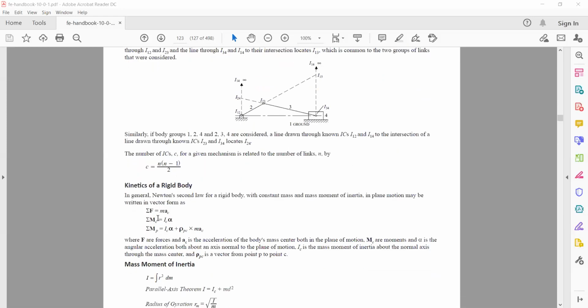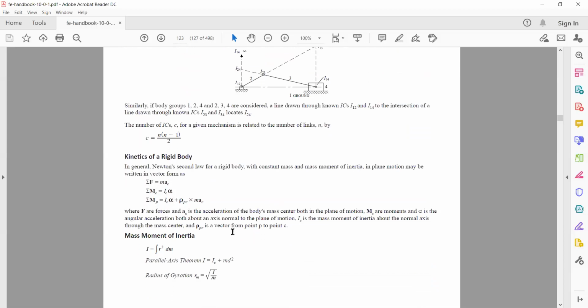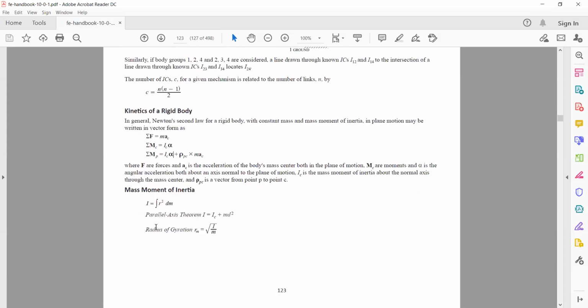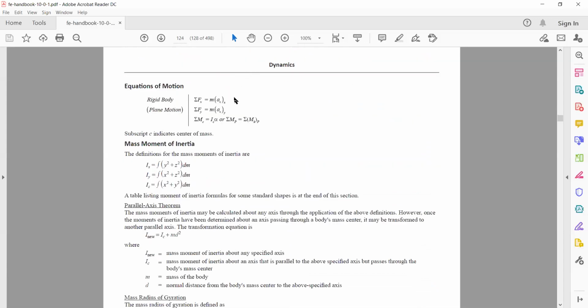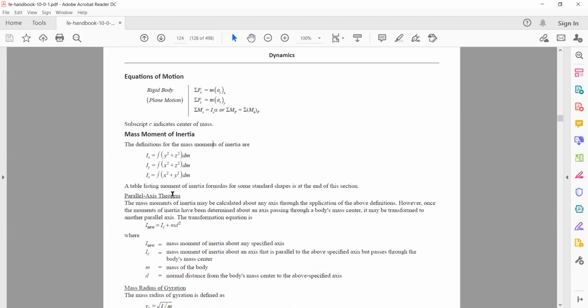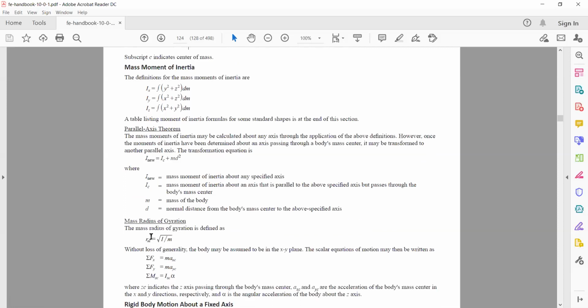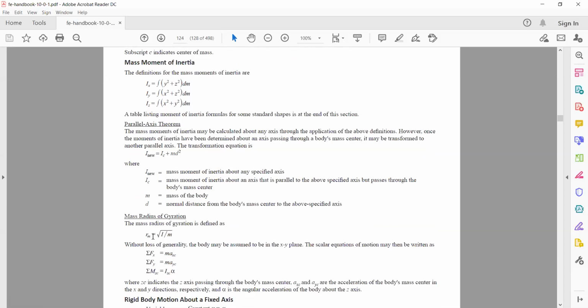Kinetics of a rigid body, we have forces equal to ma at the center of mass, sum of moments, we have alpha, and then we have a rho alpha. A mass moment of inertia as well: integral of r squared dm. Can be a little bit difficult to calculate. Equations of motion for each of those particular things, mass moment of inertia for different dimensions, and parallel axis theorem, which is nice, which we used in statics. You can use it again here for moment of inertia, in the exact same way. And then the radius of gyration is the relation to the moment of inertia.